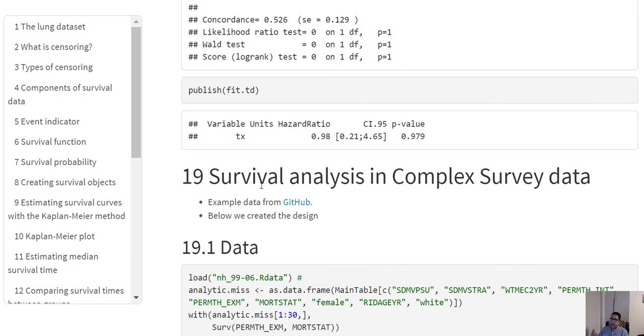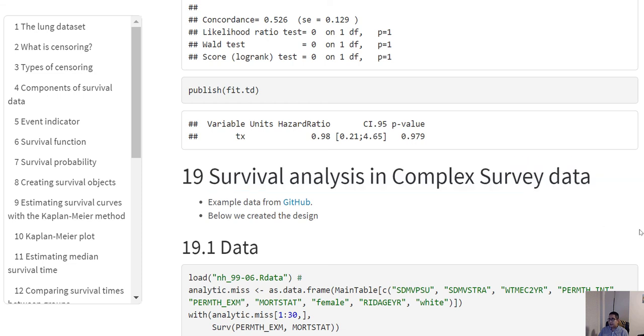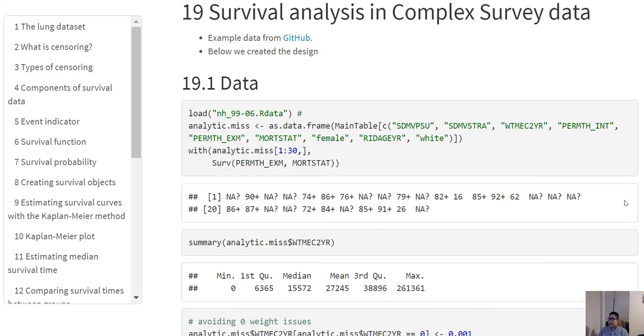Alright, so the last part of this lab is basically about survival analysis in complex survey data. So this is a data set. I think this is the data set from NHANES 1999, and from that data set we have this PSU variable, the strata variable, and the MEC weight variable, and there were some other measurements of time, the mortality status, and there were some covariates.